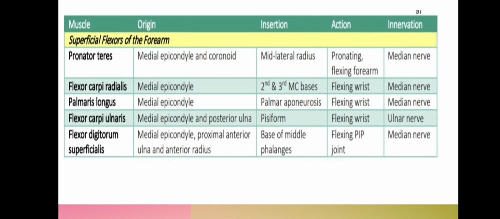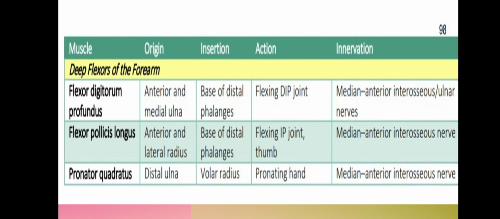Among the superficial flexor, the flexor digitorum superficialis inserts on the middle phalanges and it causes flexion of the proximal interphalangeal joint. So the nerve supply of the flexor digitorum superficialis is the median nerve. And among the deep flexor, digitorum profundus inserts on the distal phalanges and it causes flexion of the distal interphalangeal joints, and it is supplied by the anterior interosseous nerve and ulnar nerve both.